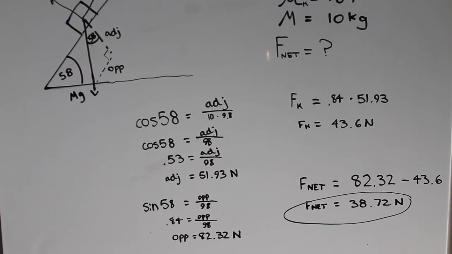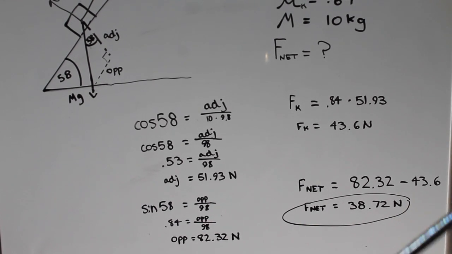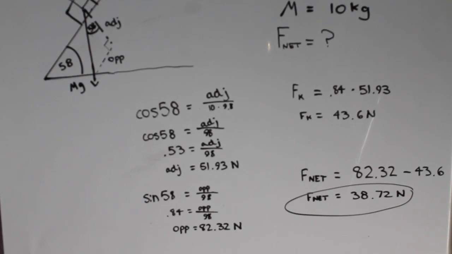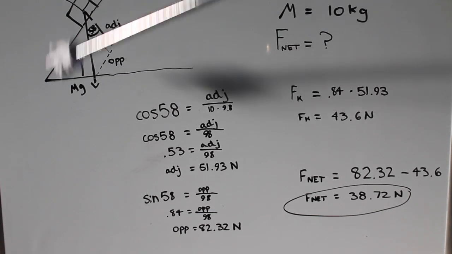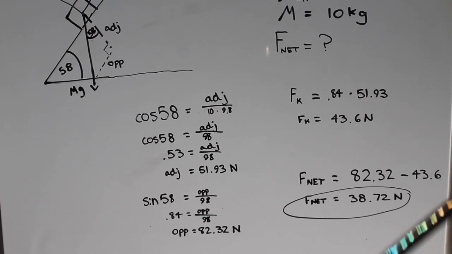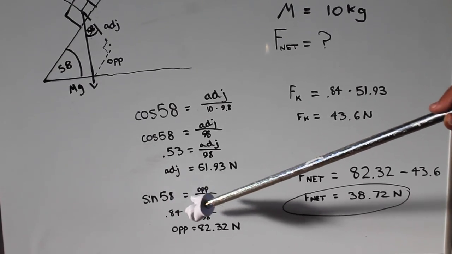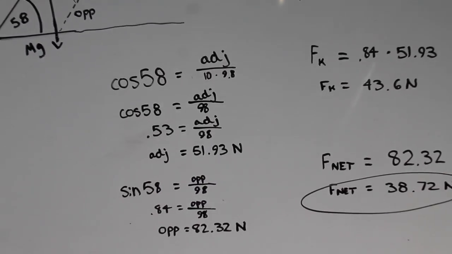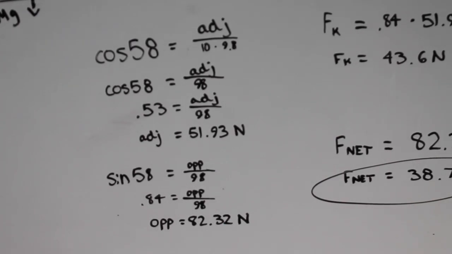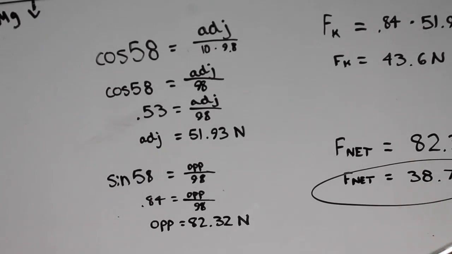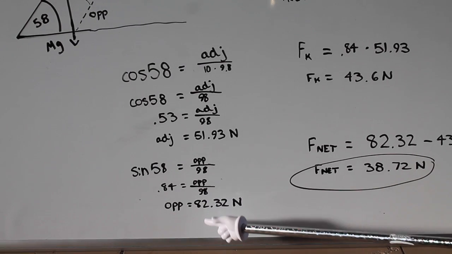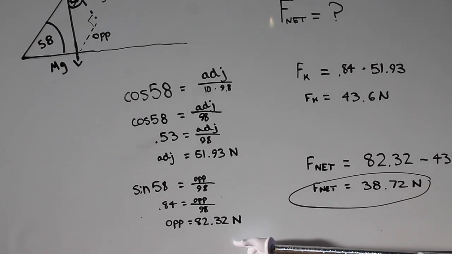To find the force of gravity in the x direction, which is going against the force of friction, we are also going to use the triangle seen in the model, and we're going to plug in our trig functions and our numbers, and we're going to come out with sine of 58 is equal to opposite, which is gravity in the x direction, over 98 newtons. And once we solve that through, we find that gravity in the x direction is approximately 82.32 newtons.